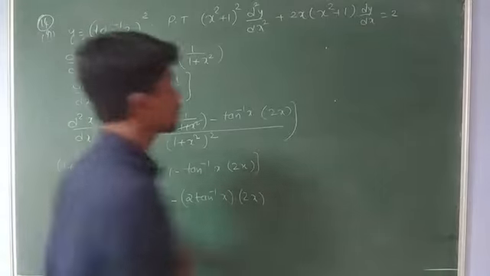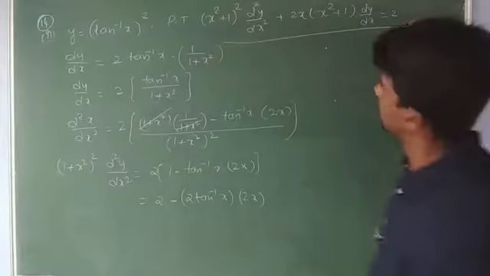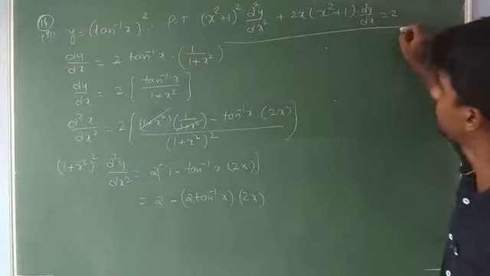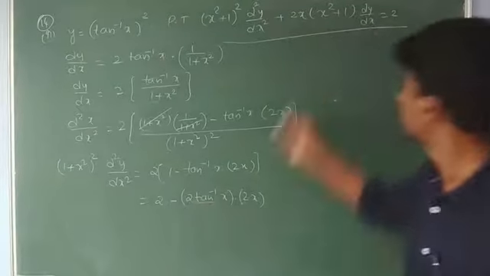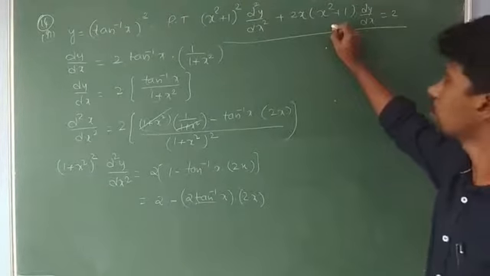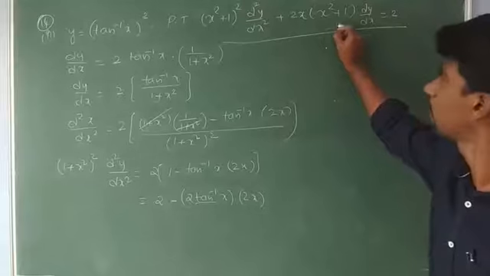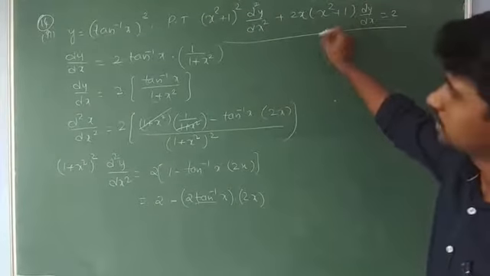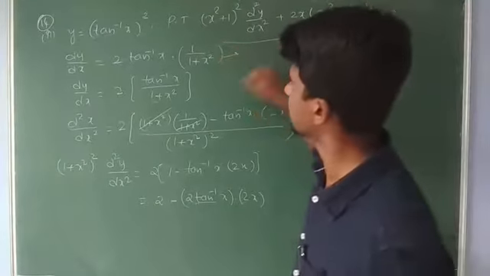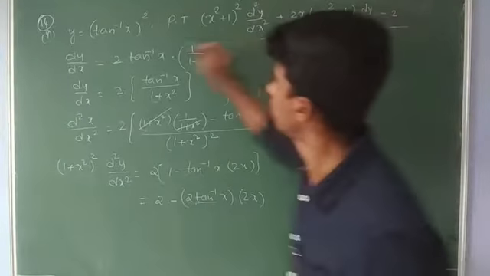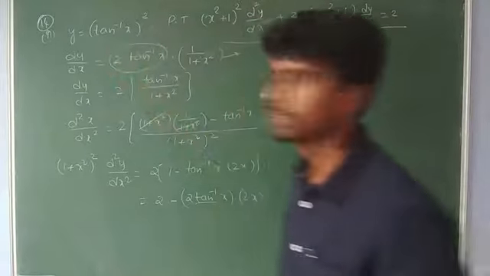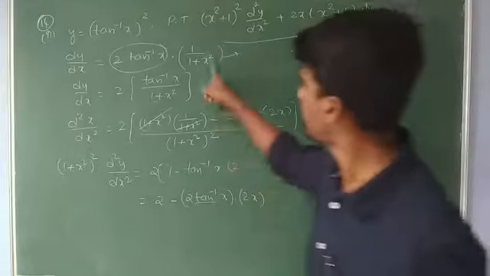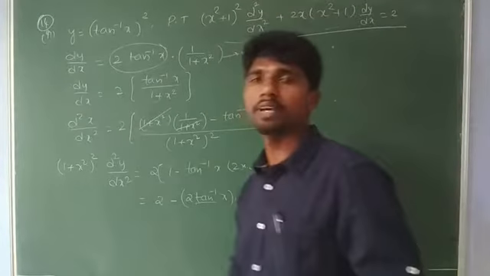Let me just cross check my answer. I need to prove this particular part, but I get it in that form. I got it in terms of tan inverse, which does not exist in the answer. So I have to convert the tan inverse into this form. So how can I convert? See, in this particular part, 2 tan inverse of x can be written as 1 plus x square into dy by dx.